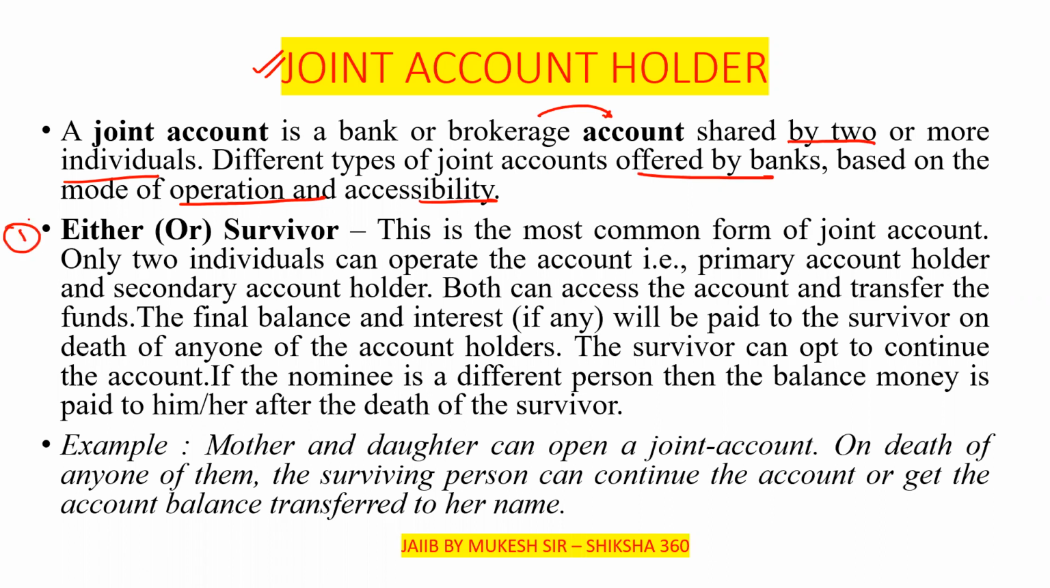This is the most common option, and in 95% of accounts this option is used. In banks, in the joint account, either or survivor is the most common form. Only two individuals can operate the account, that is the primary account holder and the secondary account holder.